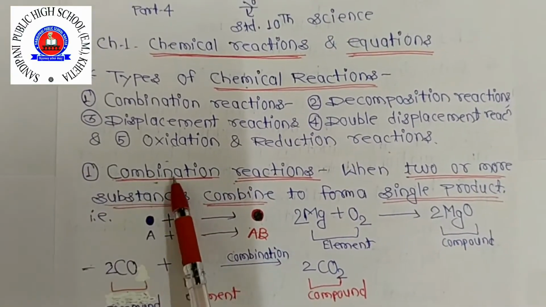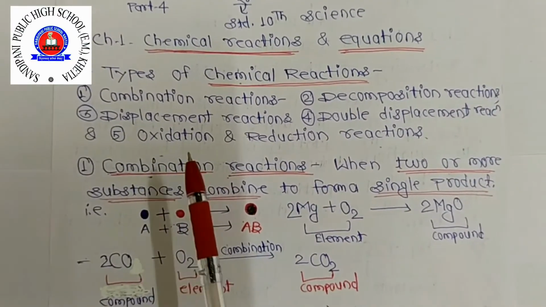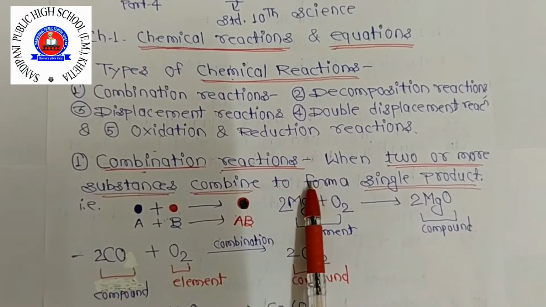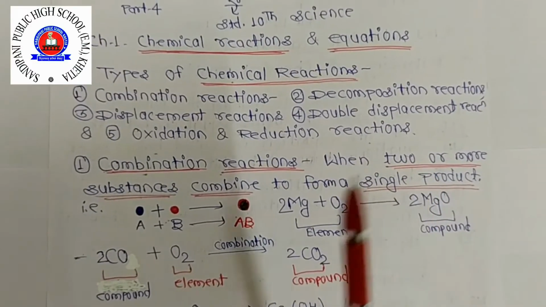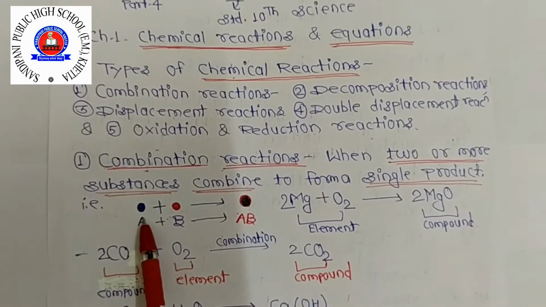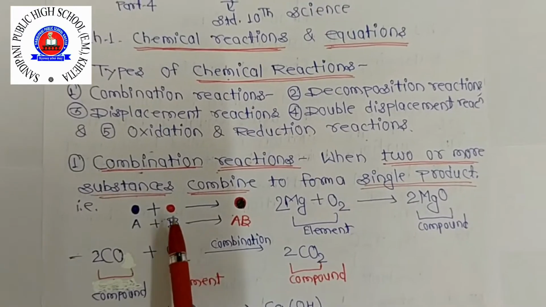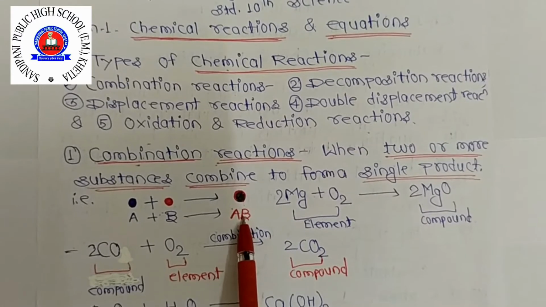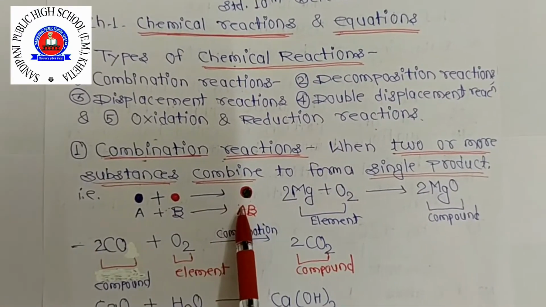From the name only, this name indicates that there is a combining, adding. So when two or more substances combine to form a single product, that reaction is called the combination reaction. Look here, A and B are combined together to form a product that is AB. So this kind of equation is called the combination reaction.